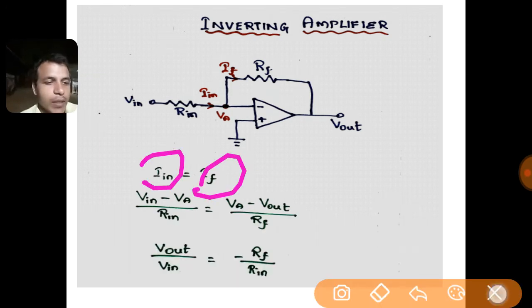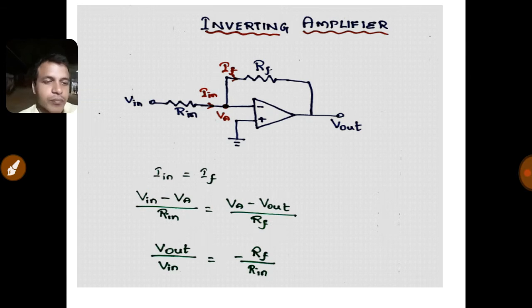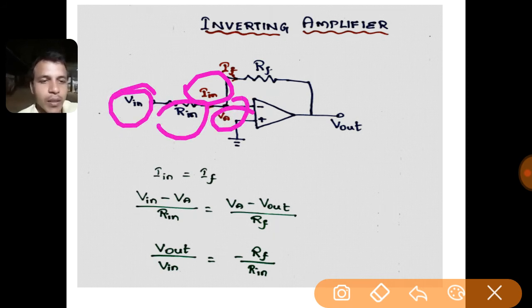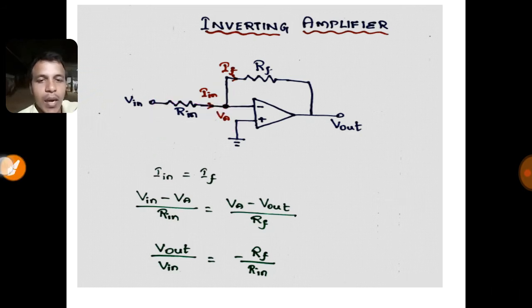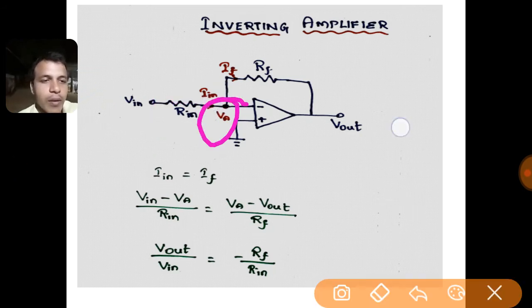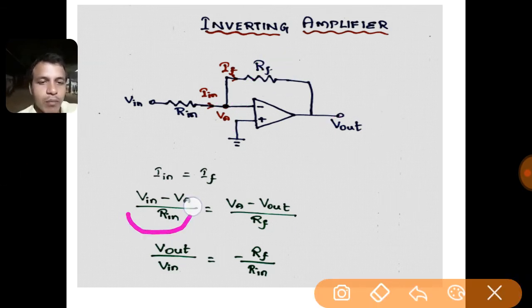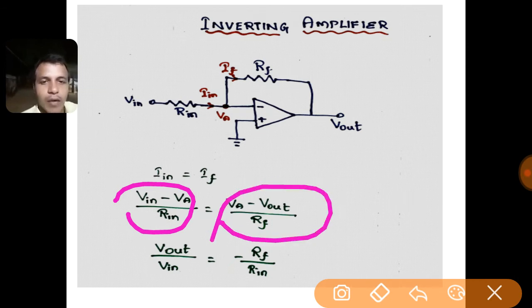Now we are going to apply Kirchhoff's law. So Iin is Vin minus Va divided by Rin, and If is Va minus Vout divided by Rf. So that is what I am writing here. Vin minus Va divided by Rin equals Va minus Vout divided by Rf. This is by applying Kirchhoff's current law.